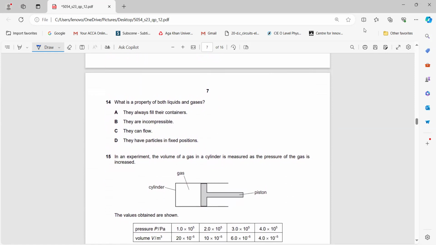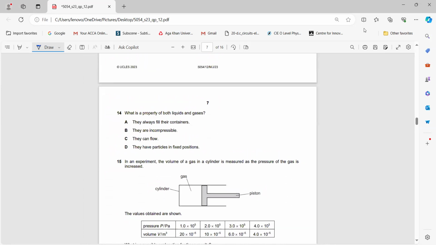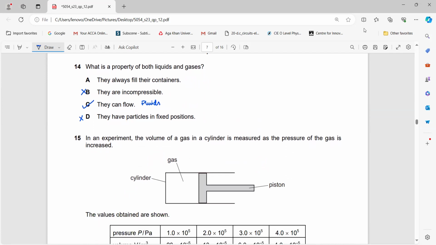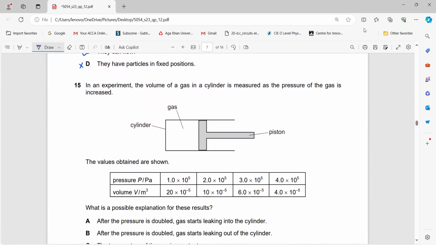I don't think so. Gas fills the container, but most of the time gases are invisible. They're incompressible? Yes, liquids are incompressible, but gases are compressible. They can flow? Yes, they're both fluids. So I guess I'm going to stick to 14C. They have particles in fixed position? Neither liquids nor gases will have particles in fixed position.